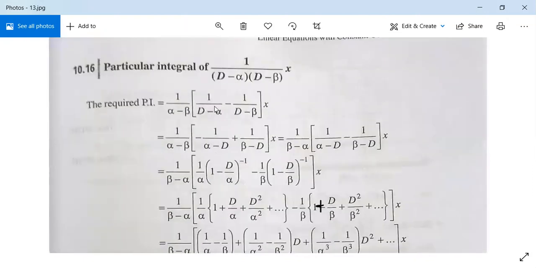Before the example, see how to make partial fractions. Here we have 1 upon (D minus alpha)(D minus beta) x. So the required particular integral will be 1 upon (alpha minus beta) times [1 by (D minus alpha) minus 1 by (D minus beta)] x. Since this fraction can be resolved into two parts, the LCM of these two will be (D minus alpha)(D minus beta). In the numerator you will have minus beta plus alpha, that will cancel this one. So it is again the same thing.